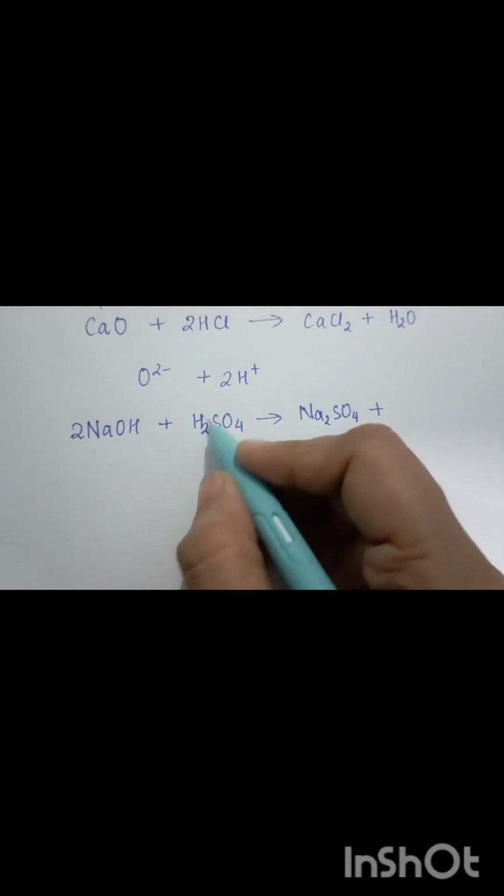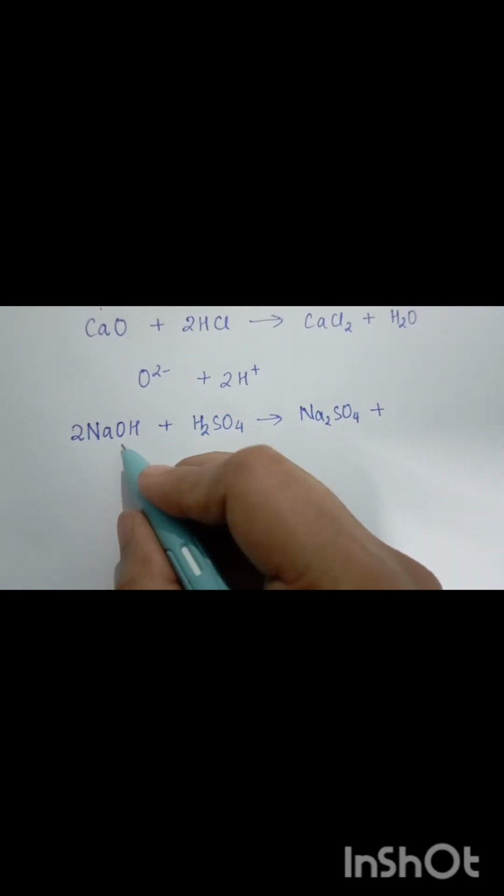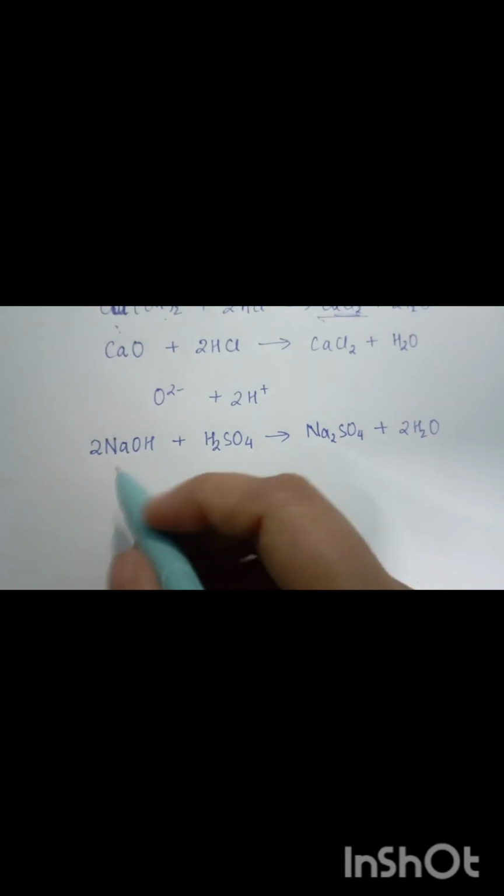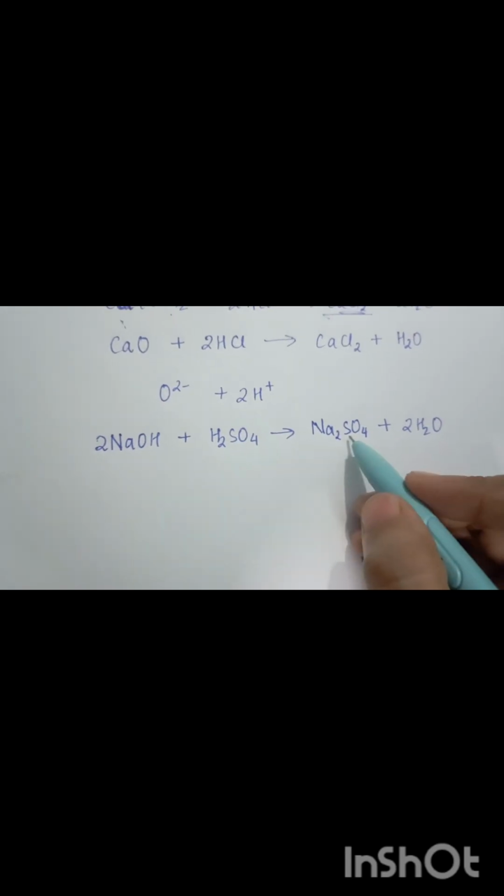Now अब क्या बचा हमारे पास? 2 H plus ions we have left with, and here 2 OH minus ions. So they both together will react and form 2 water molecules. Okay. So base plus acid will give salt and water.